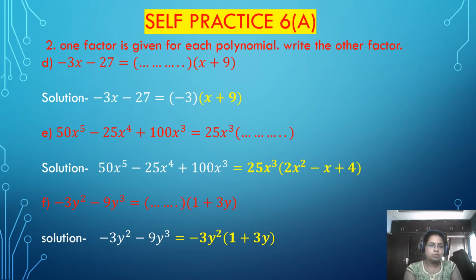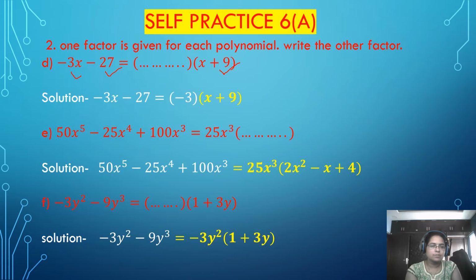Now we solve question number D. Minus 3x minus 27 equal to dash multiplied with x plus 9. Here minus 3 multiplied with x is minus 3x, and minus 3 multiplied with 9 is minus 27. So minus 3 is the common factor in this expression.